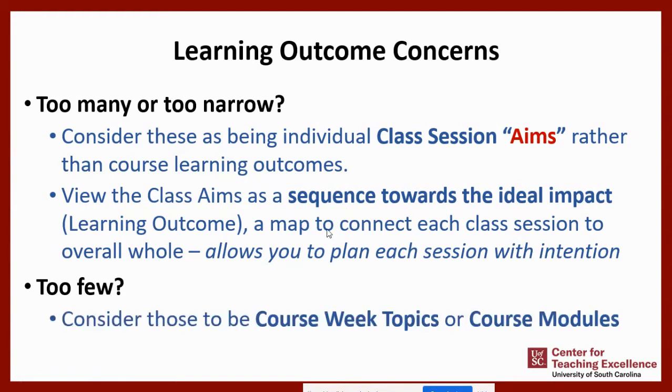If you have too few, like say you only have 3 learning outcomes, they may be too general. And so maybe that would be more like a course module, where you have 4 course modules, and then within each course module you can have 3 or 4 learning outcomes perhaps, but you still have those 4 overarching goals for guidance for the course.